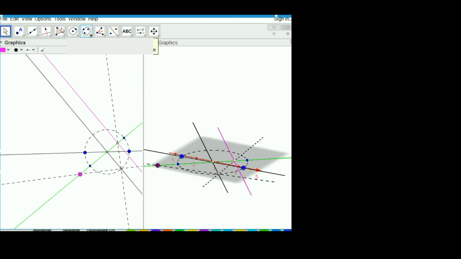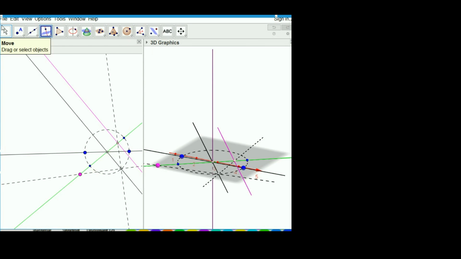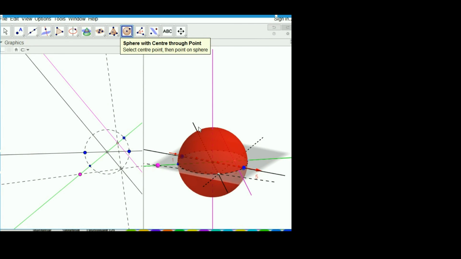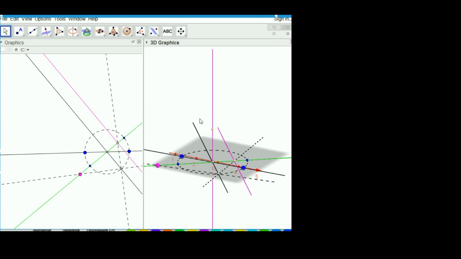Okay, so I think what I should do now, I'll go to the 3D construction, and I'm going to draw a perpendicular line out of the centre of this. There we go. And now if I draw a sphere, so I want to find a point on this perpendicular that's just as high as the radius of this sphere. Let's hide the sphere again.